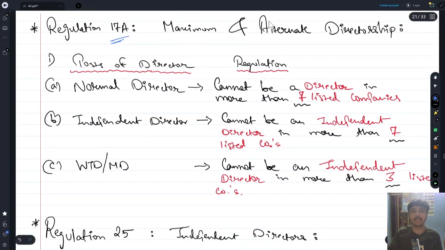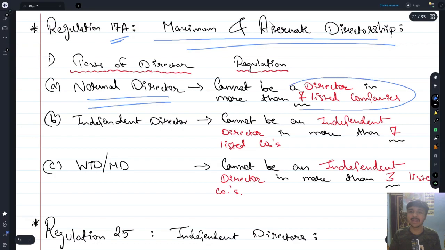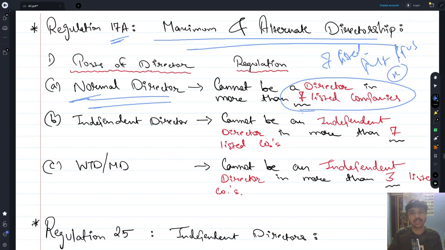Now regulation 17A, maximum and alternate directorship. What does this mean? See, for a normal director, you cannot be a director in more than 7 listed companies. That is a maximum of 7 listed companies you can be a director in. In private limited, in other public limited companies, you can be whatever the limit is prescribed in the Companies Act. But for listed, it can be a maximum of 7 listed companies.